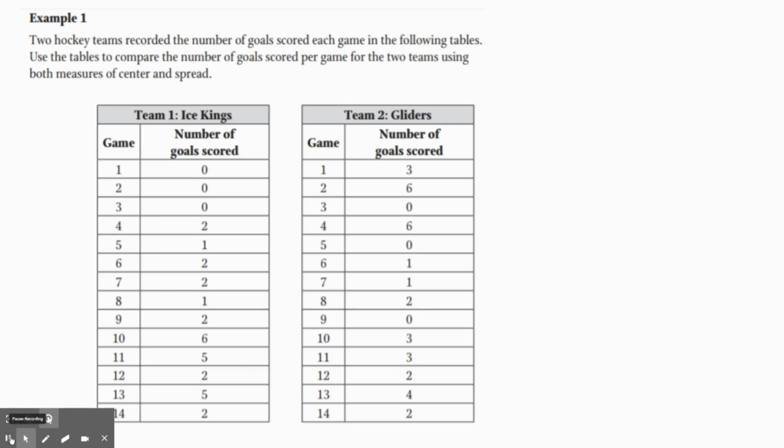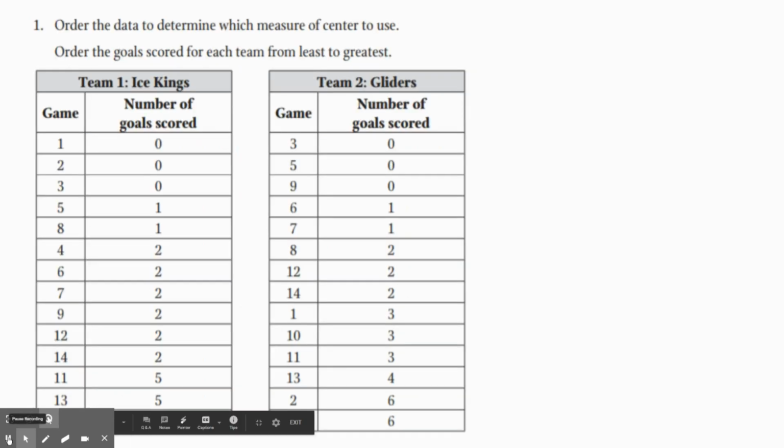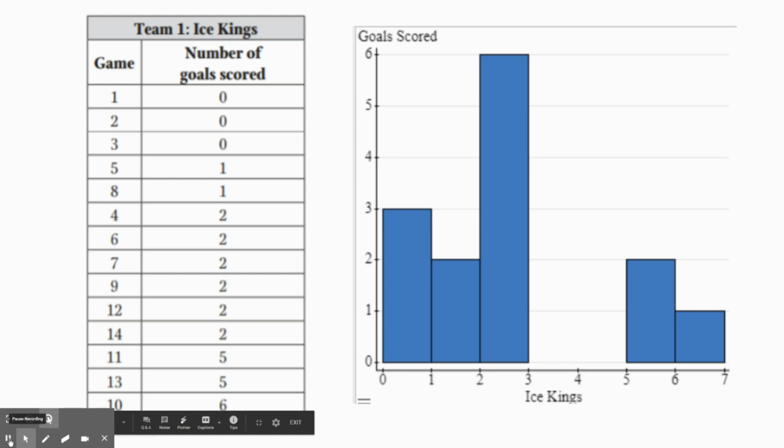So in example 1, we have two hockey teams, and we're recording the number of goals scored. Team number 1 is the Ice Kings. Team number 2 is the Gliders. We're going to be describing the distribution using SOCS: shape, outliers, center, and spread. For the spread, we're going to be doing the mean absolute deviation. As always, put the data in order. Next, do a graphical display of data for each of the two teams.